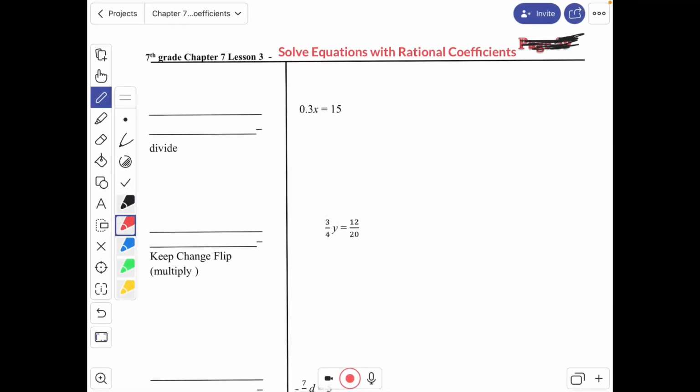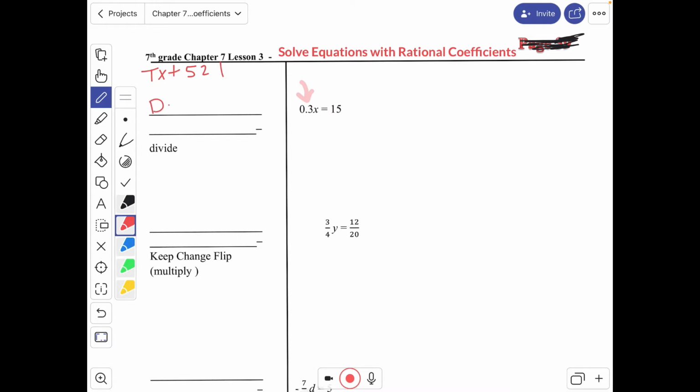Today we're covering 7th grade, Chapter 7, Lesson 3, Solve Equations with Rational Coefficients. Remember, the coefficient is the number in front of the variable, or the number that's being multiplied by the variable. If you have your textbook at home, this is textbook page 521. And so we're going to start with rational coefficients, and that usually means fractions or decimals.